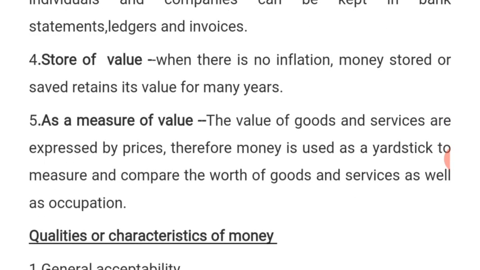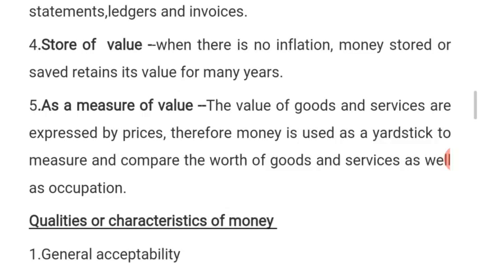Another one is as a measure of value. The value of goods and services is expressed by prices. Therefore, money is used as a statistic to measure and compare the worth of goods and services as well as occupation. If you want to buy anything or enjoy services, we use money to measure the price we are going to pay for the goods and the price we are going to offer for the services. Not only that, we also use the value of money to know the amount we are going to pay the employees in occupation. So those are the functions of money.